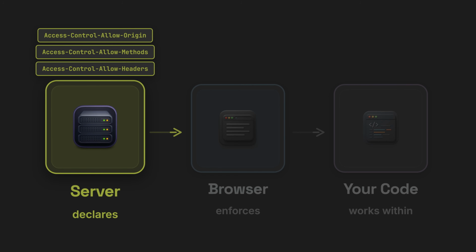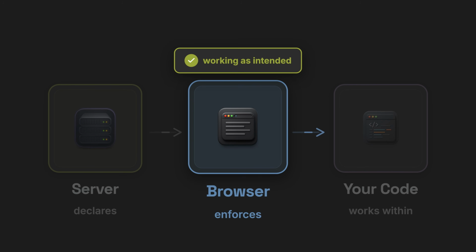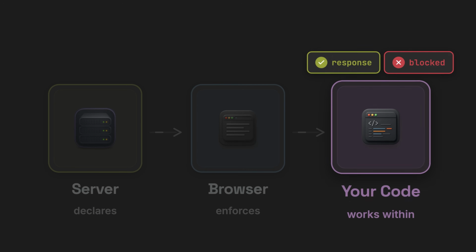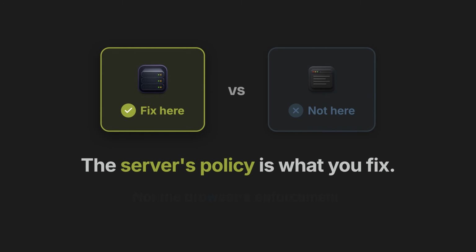The server declares through every CORS header we just covered. The browser enforces. It holds both the server's policy and the user's interests simultaneously. Your code works within what those two agreed. It can't change the policy. It can only make requests that fit inside it. This is why you can't fix CORS from the client side. The browser is not the problem. The policy lives on the server.